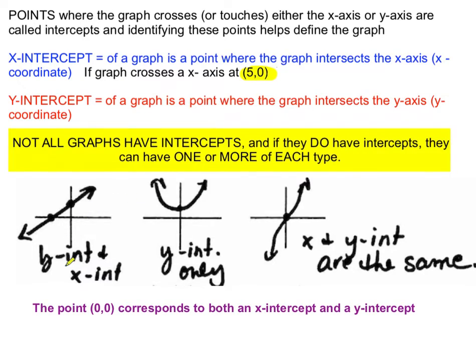So you can see that this graph has a y-intercept and it also has an x-intercept. The second graph has only a y-intercept. And the third graph has an x and a y-intercept that are the same. The point 0, 0 corresponds to both an x-intercept and a y-intercept. You may have more than one x-intercept, but you may only have one y-intercept.